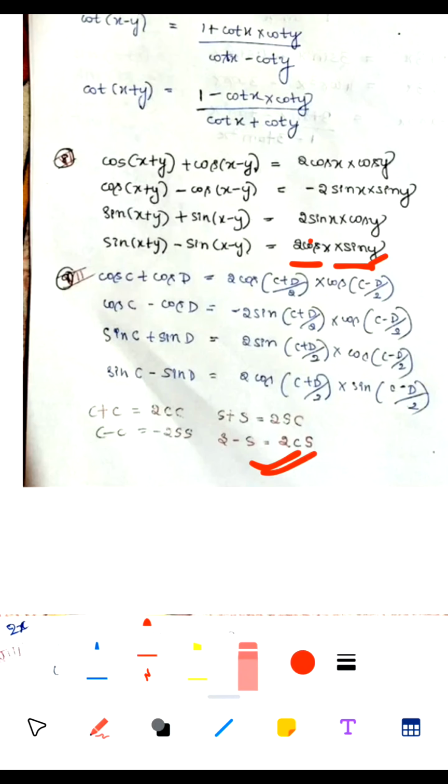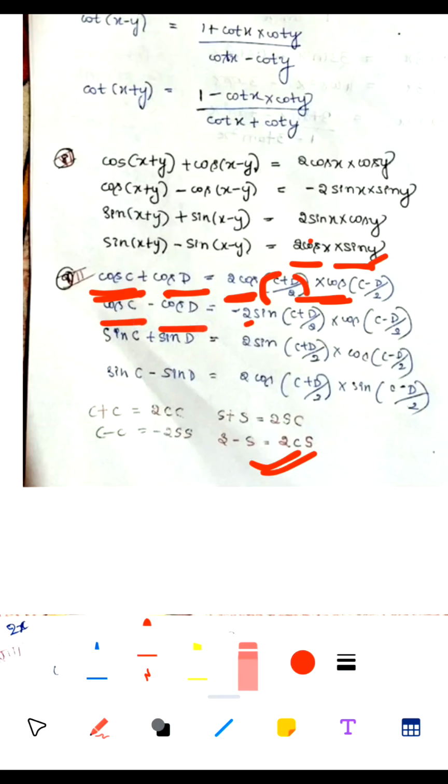So cos C + cos D is equal to 2 cos((C+D)/2) into cos((C−D)/2). See, that is cos plus cos, c plus c is equal to 2cc. Okay, so that particular function, what I said, the brackets are just the function running, that's it. That is (C+D)/2 and (C−D)/2. Okay, just remember.